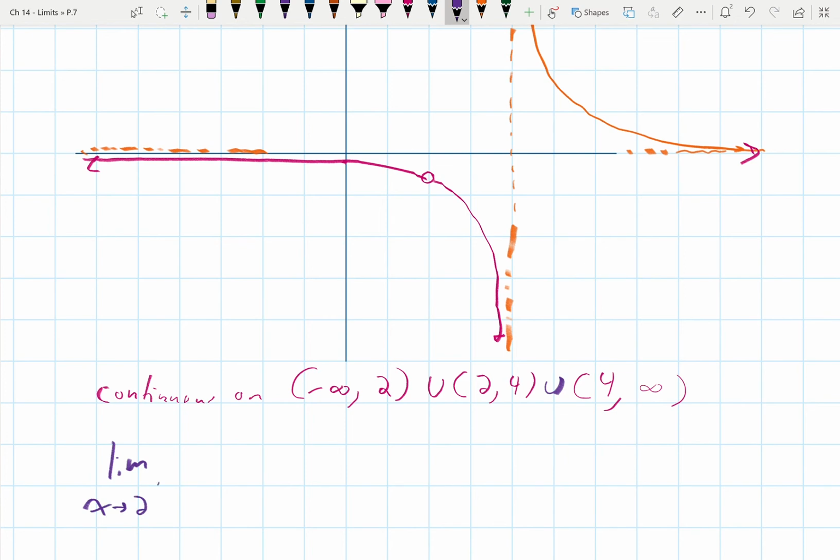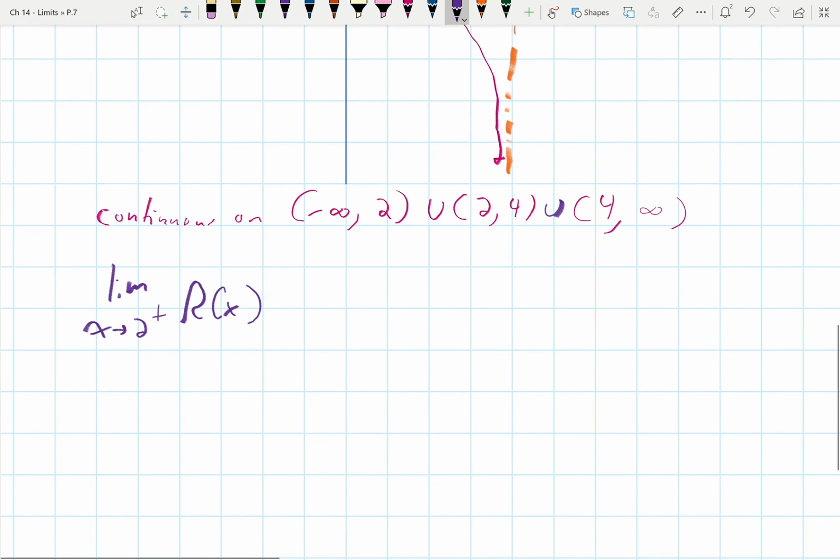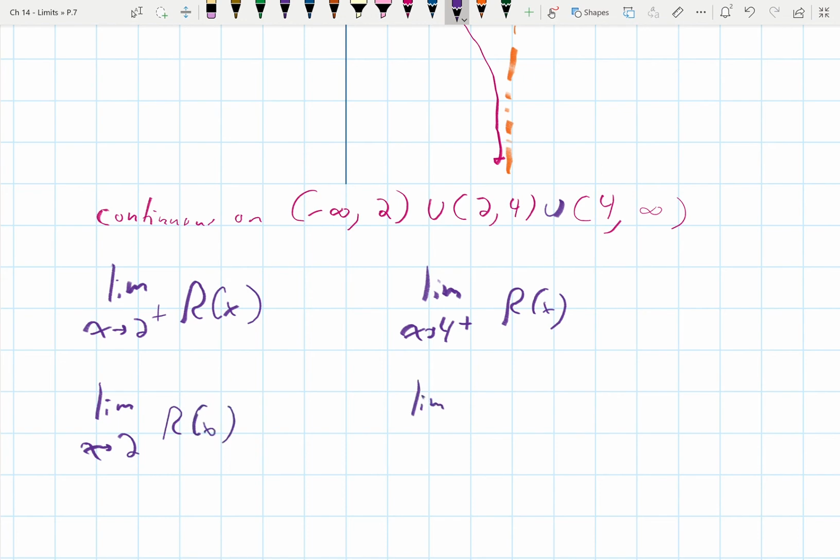The limit as x approaches 2 from the right of r of x. The limit as x approaches 4 from the right of r of x. Then we're going to do the limit as x approaches 2 of r of x. And the limit as x approaches 4 of r of x. I wanted to just get an answer for each of these 4.